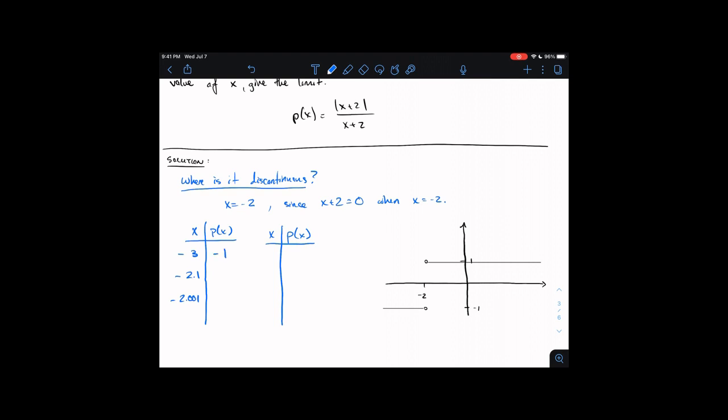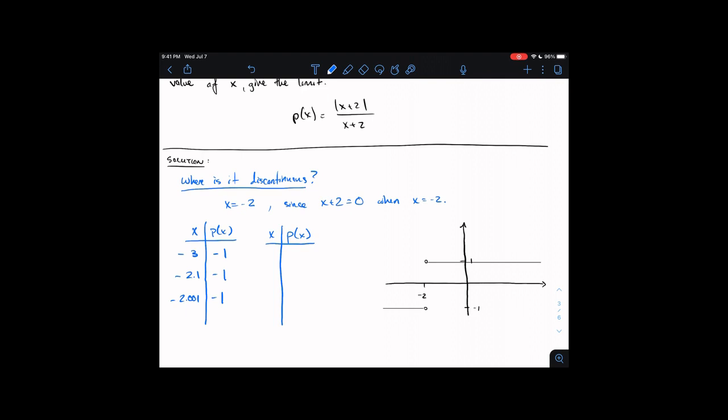Again, for -2.1, I have the absolute value of -2.1 plus 2, which is the absolute value of -0.1, which is 0.1, positive 0.1. And on the bottom, I'll have a -0.1 again. So 0.1 over -0.1 is again just -1, because they cancel each other. And I'm going to get something similar for this.